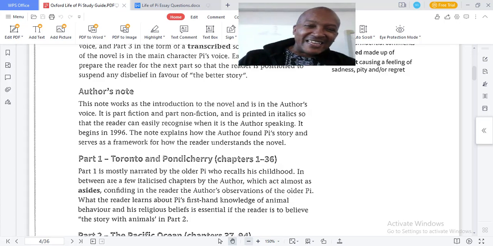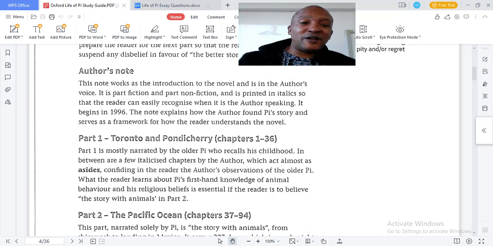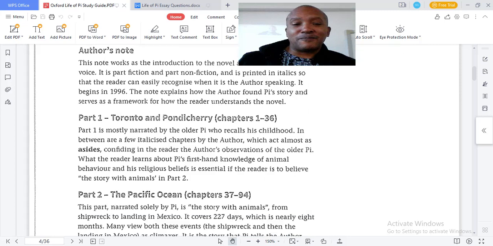Anyway, so here we go. It's printed in italics so that the reader can easily recognize when it is the author speaking. It begins in 1996. The note explains how the author found Pi's story and serves as a framework for how the reader must understand the novel.